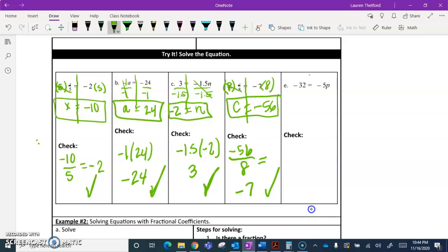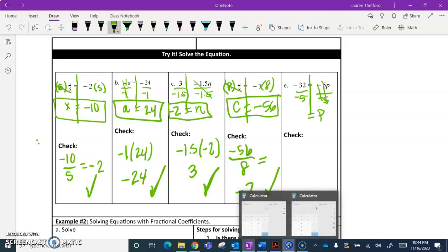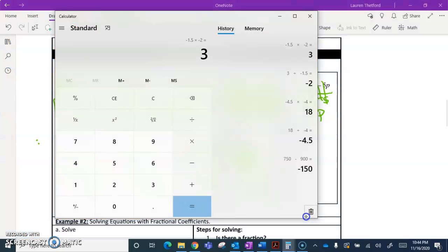Last one. Draw your line. I am multiplying negative 5 by p, so I'm going to divide by negative 5 on both sides. These cancel, and I have p equals negative 32 divided by negative 5. So negative 32 divided by negative 5 gives me 6.4.